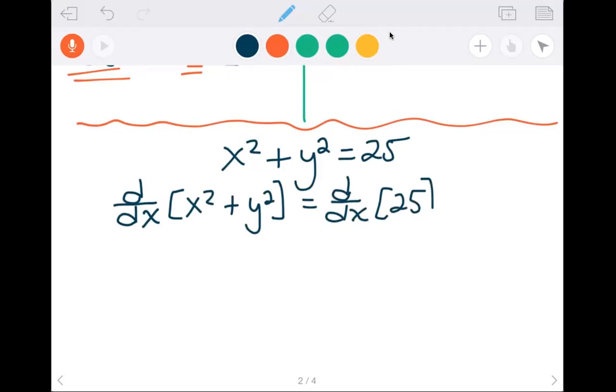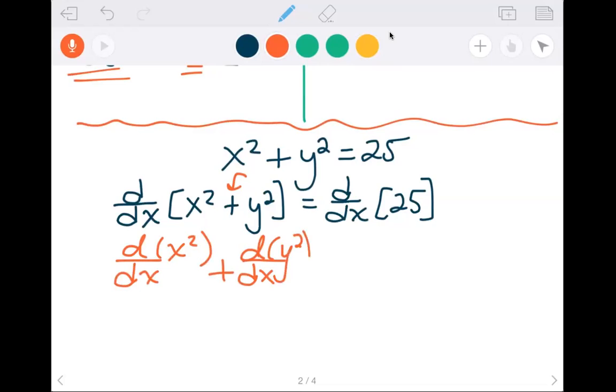You're still going to use all the rules we've been using. We know that sums can be broken apart. So this is really, and I'm going to show every step, this is really the derivative of x squared with respect to x. Keep in mind, if it was a product, I'd need the product rule, plus the derivative of y squared with respect to x equals, and the derivative of any constant is 0.